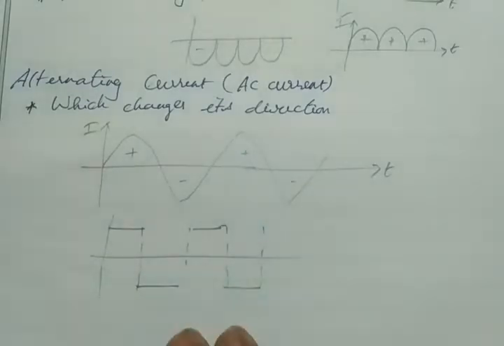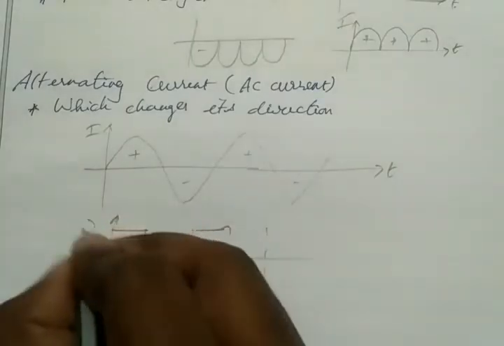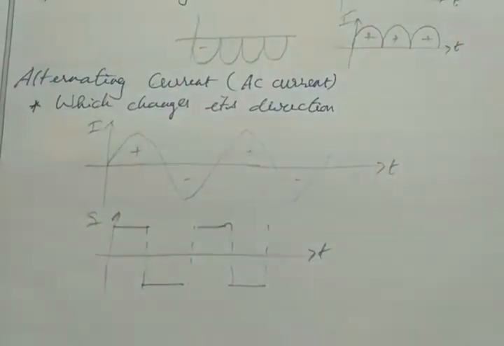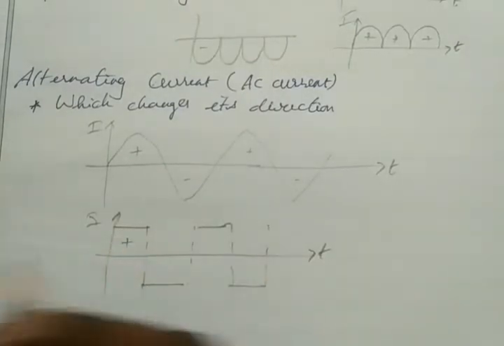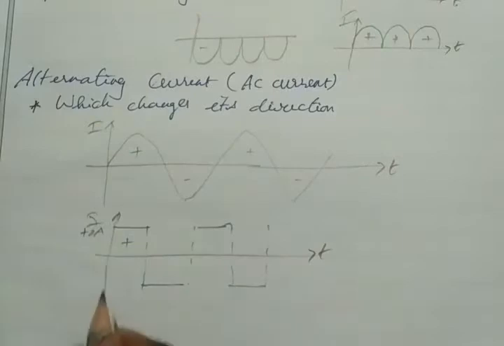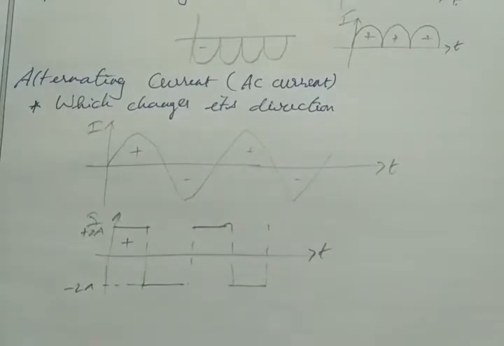Okay, so if you draw a sinusoidal wave for this, then we will get a graph somewhat like this. Clear? So here I have a positive value. For example, if I take 2 ampere, here I have plus 2 ampere, then here I have minus 2 ampere. Again it goes plus 2 ampere, minus 2 ampere. So it will change frequently.